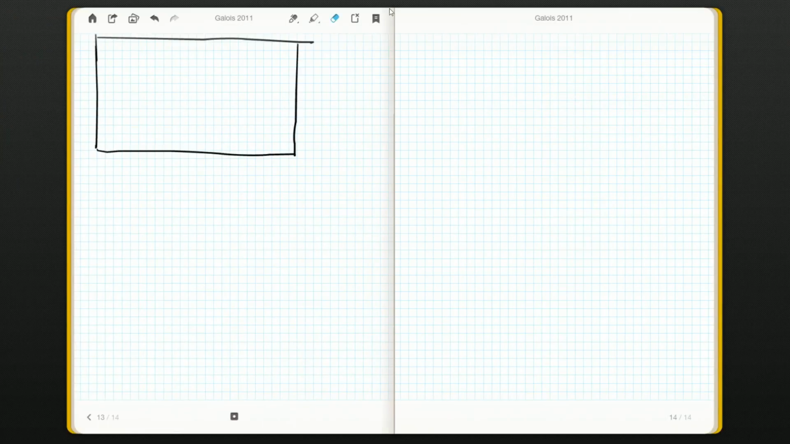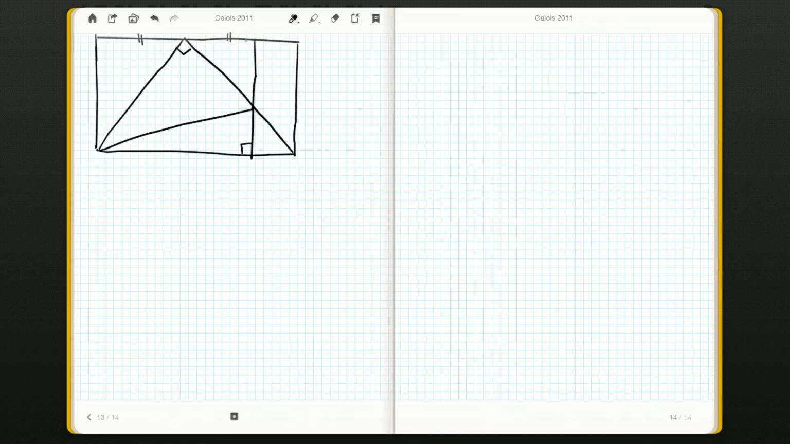Alrighty. So we know we have a right angle up here. And these two angles are equal. That's a right angle, that's a right angle, that's a right angle. Got a 20 here, a 25, and a 15. And this line just keeps going up here.